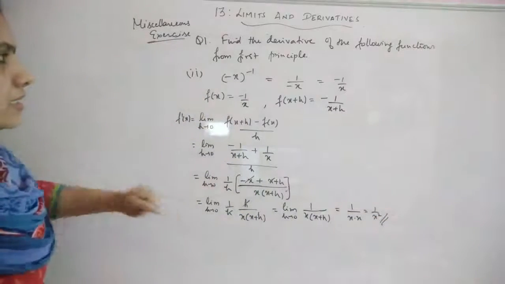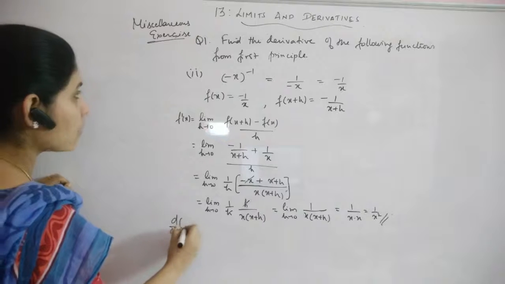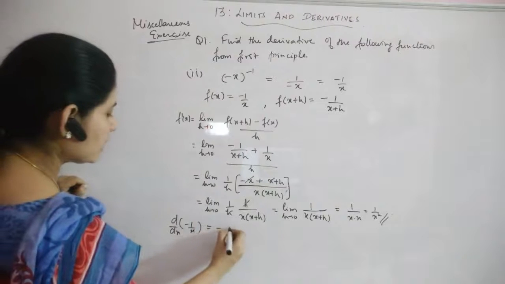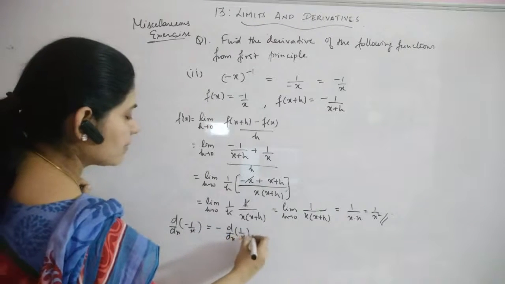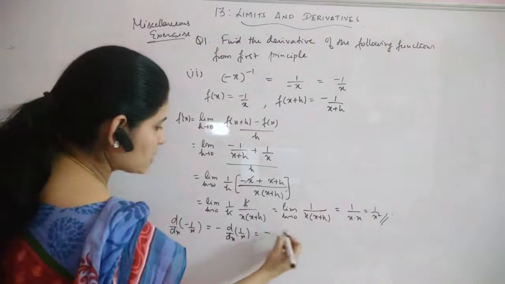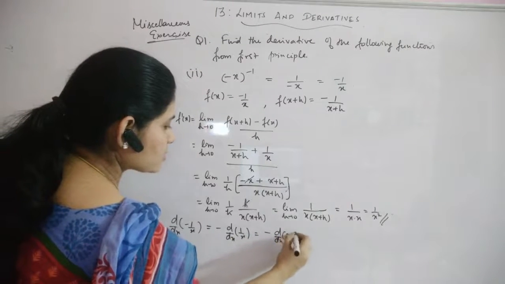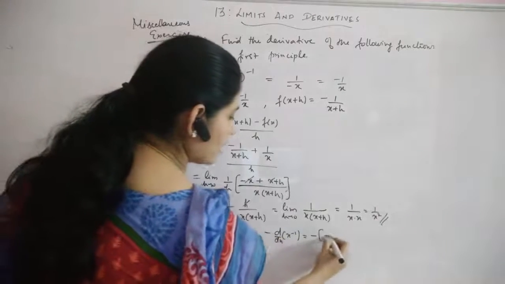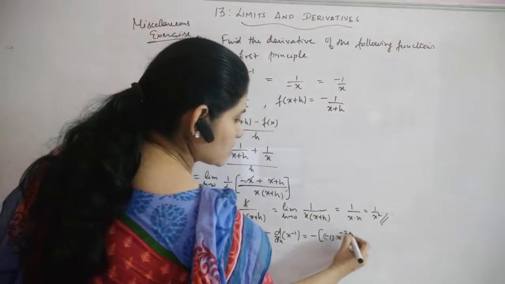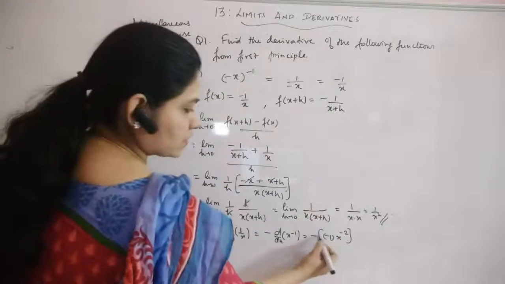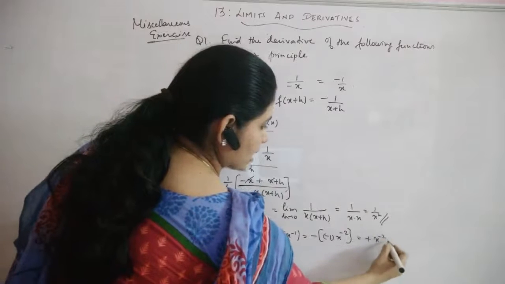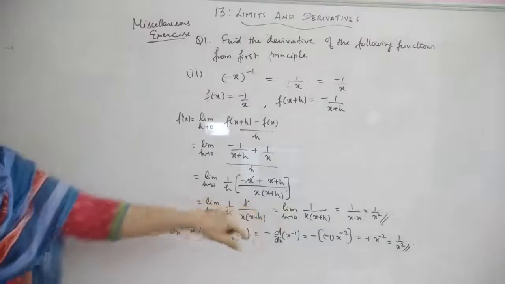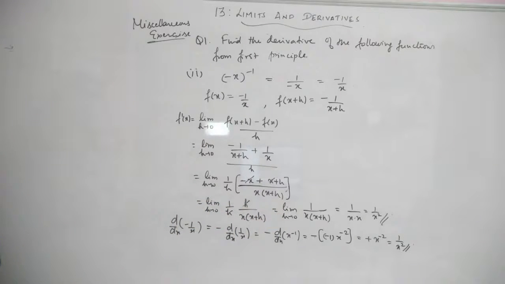Now again checking this, d by dx of, the question is minus 1 by x, right? If you are checking by the direct method, minus will be taken out, d by dx of 1 by x. 1 by x again can be written as x raised to minus 1. So it is minus d by dx of x raised to minus 1. And the derivative of x raised to minus 1 will be minus 1 into x raised to minus 2. So these two negatives will give you a positive sign and this will become x raised to minus 2. That is the same as 1 by x square. So the answer which you got is correct. Using your direct method you can just check that.